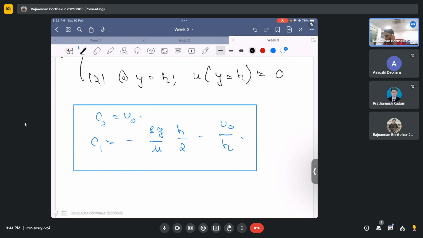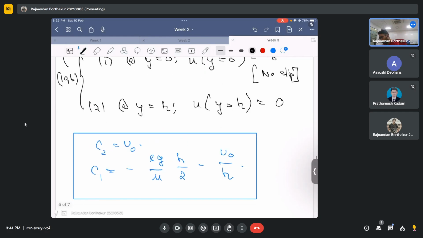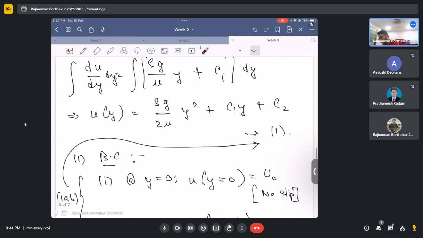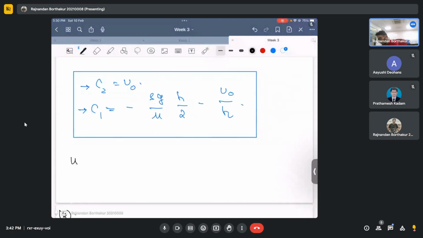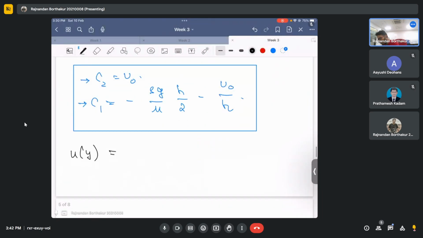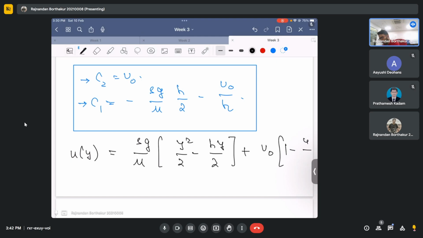So these are the two constants that we solve for from the two boundary conditions. If I now plug these two constants into this equation, the velocity profile that you get is simply something like this. It is u as a function of y. So I'll just write the velocity profile, and you can verify it by yourself: rho g by mu times y square by 2 minus hy by 2, plus u naught times 1 minus y by h. So this is again the velocity profile.